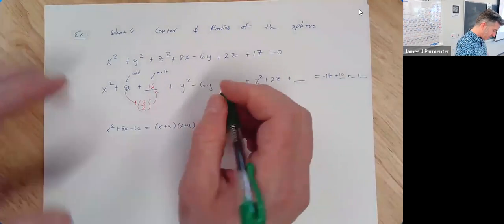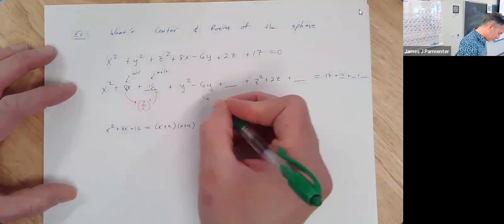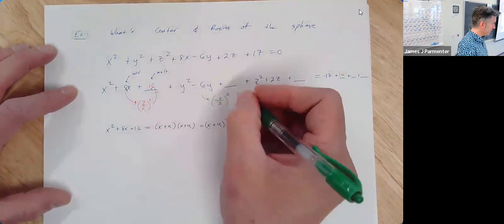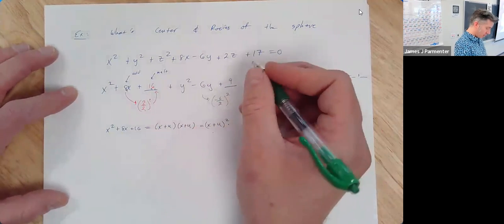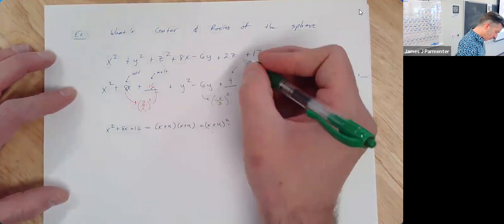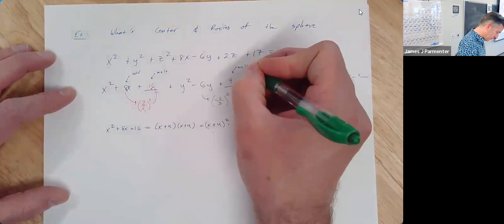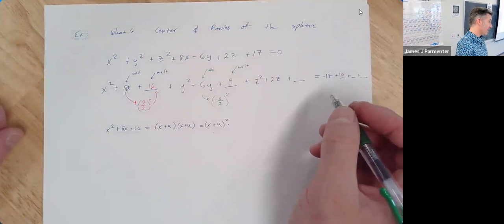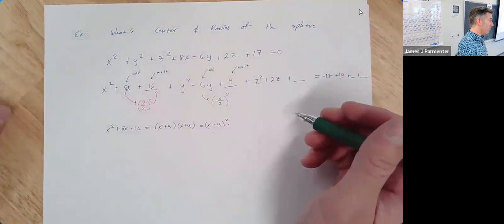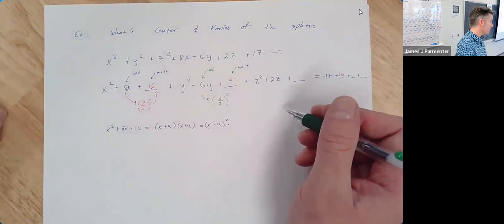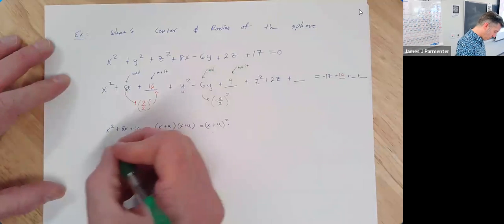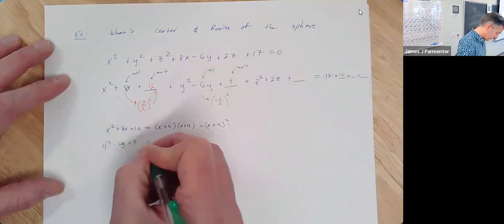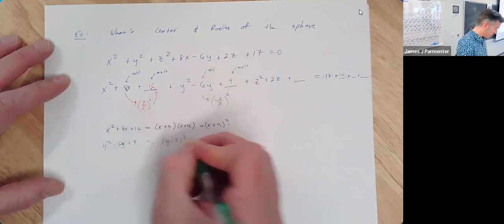Negative 6 divided by 2 is negative 3, and negative 3 squared is positive 9. So here we're looking for numbers that multiply to positive 9 and add up to negative 6. That's negative 3 and negative 3. Those numbers multiply to 9, add up to negative 6. So this second part here, y squared minus 6y plus 9, is going to factor as y minus 3 squared.